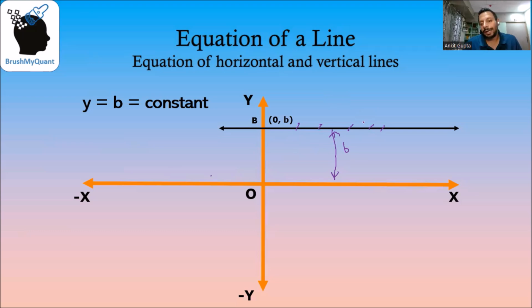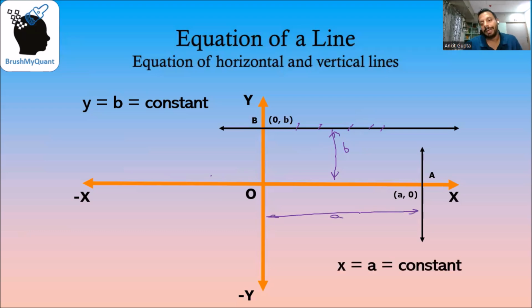When we talk about a line which is perpendicular to the x-axis or parallel to the y-axis, let's say it is cutting the x-axis at point A, and the point is a comma 0. Again, all the points on this line will have a distance of a from the y-axis, making the equation of this line x is equal to a, because the x coordinate of all the points on this line will always be a. So the equation of horizontal and vertical lines will be y is equal to constant in case of horizontal lines and x is equal to constant in case of vertical lines.